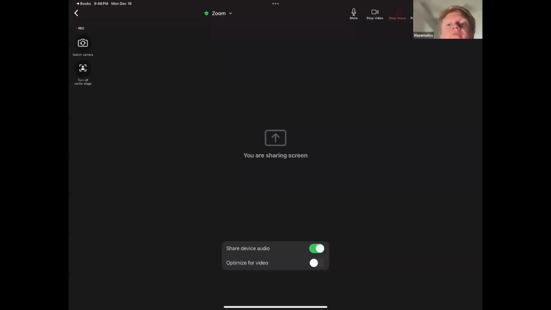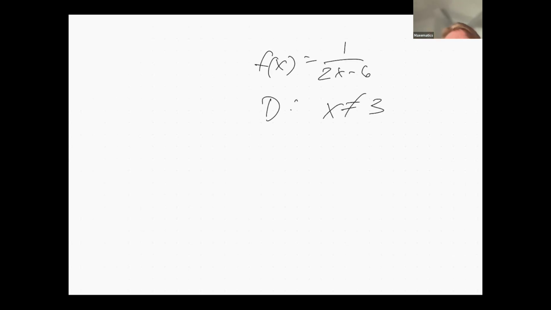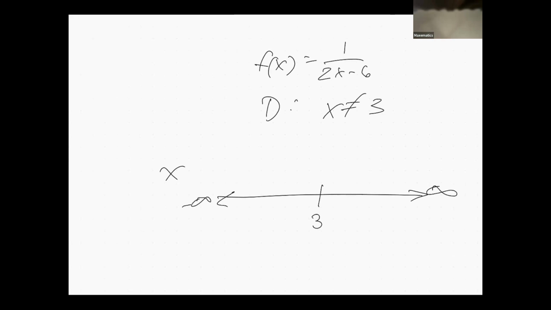Okay, so we have our function f of x equals 1 over 2x minus 6, and we say the domain is x cannot equal 3. However, we write domain as intervals, right? We've been talking about intervals for the last couple chapters. So how do we write that? Well, on a number line, these are all going to be x's. This is negative infinity to infinity. And we're saying we can be everything except 3. We don't want to be 3.